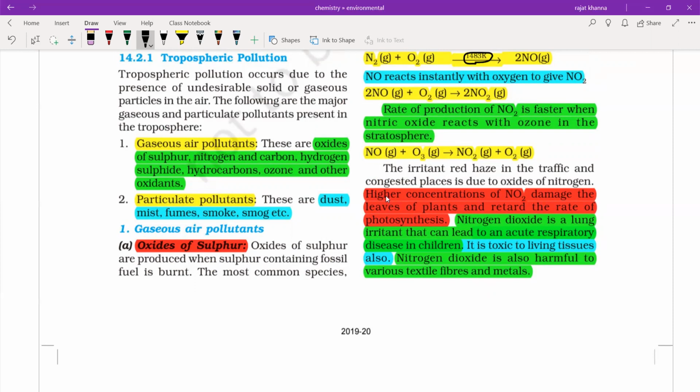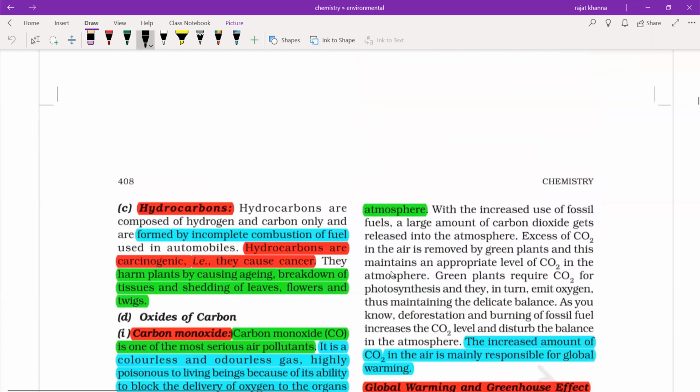Irritant red haze in traffic and congested places is due to oxides of nitrogen. Higher concentration of NO2 damages the leaves of plants and retards the rate of photosynthesis. Nitrogen dioxide is a lung irritant that can lead to acute respiratory disease in children. It is toxic to living tissues also. However, nitrogen dioxide is also harmful to various textile fibers and metals.